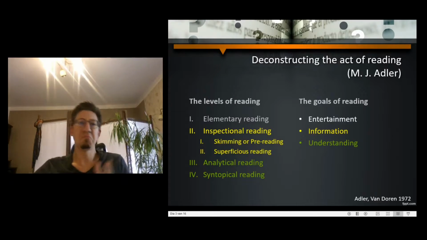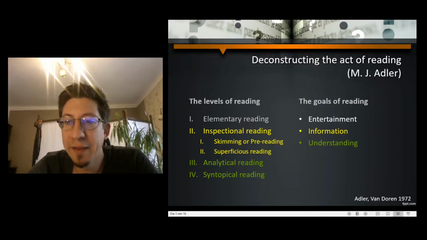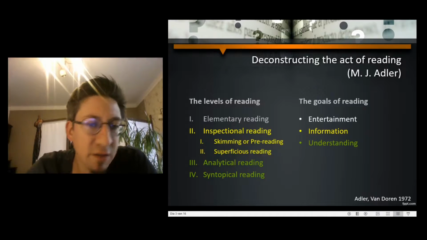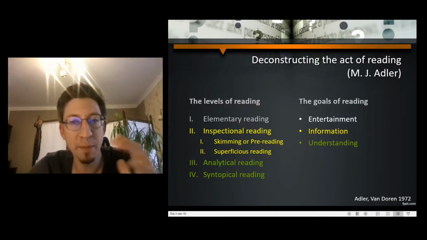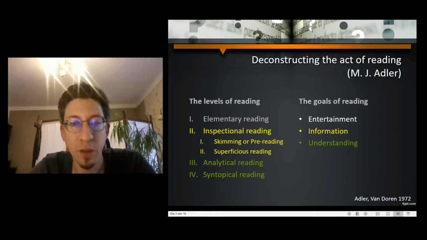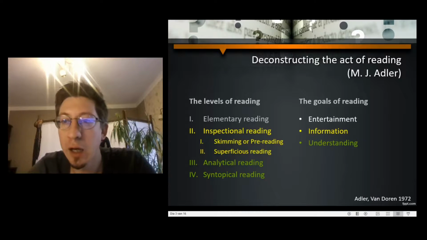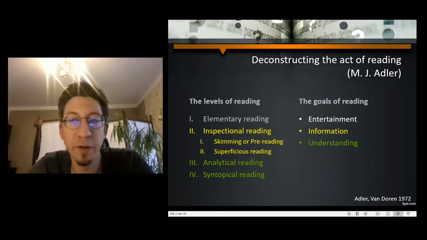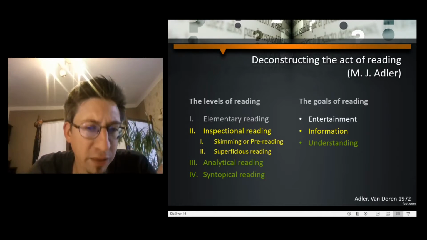So here you see the levels of reading. There are 4 levels, and their goals. The first one is elementary reading. Elementary reading is not about spelling and getting the letters together and making your first words. Elementary reading is simply that you can read: you're able to deduce meaning from words that are written. Do we use that? Yes, we do. We use this for entertainment while we're reading anything.